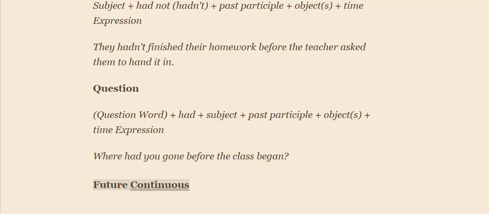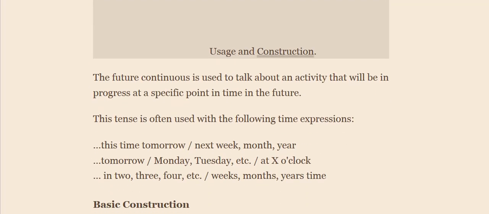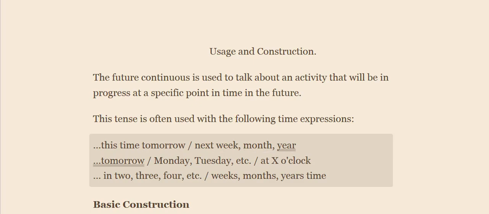Future continuous. Usage and construction. The future continuous is used to talk about an activity that will be in progress at a specific point in time in the future. This tense is often used with the following time expressions: this time tomorrow/next week, month, year; tomorrow/Monday, Tuesday, etc.; at x o'clock; in 3, 4, etc. weeks', months', years' time.